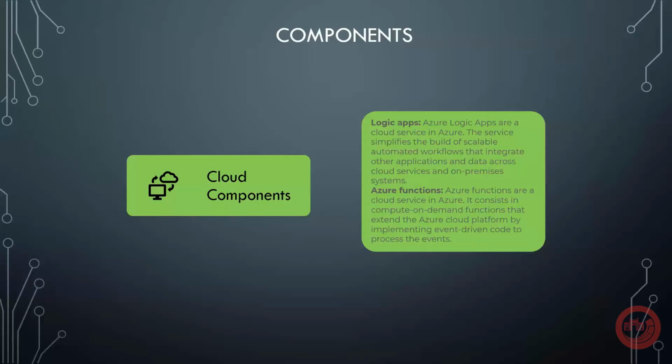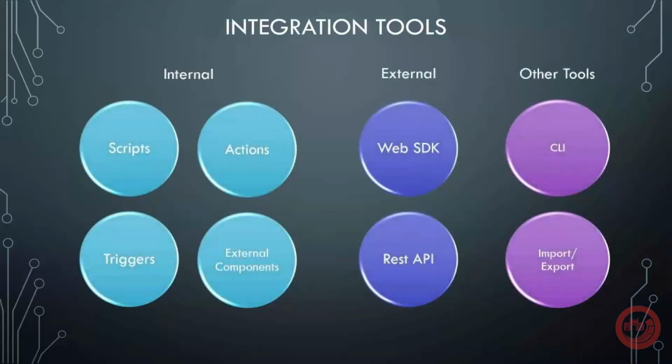So that's pretty much about the components that we have access to in Content Hub and where we can customize. We explored the areas of Content Hub so far, and where we have an opportunity to customize those components. And here are the tools that are available to achieve that, mainly divided into two categories: internal and external. So first, internal ones. If you look at the internal ones: scripts, actions, triggers, and external components.